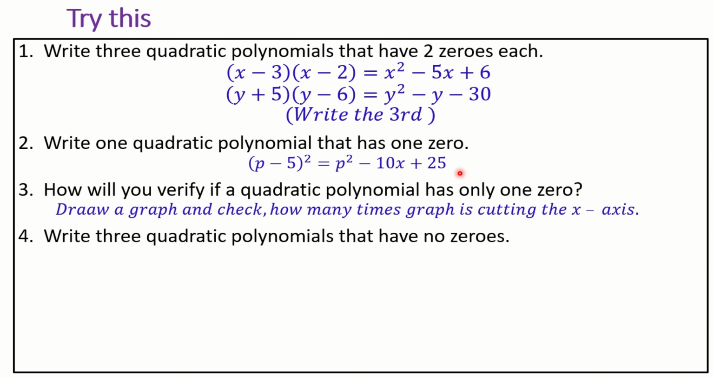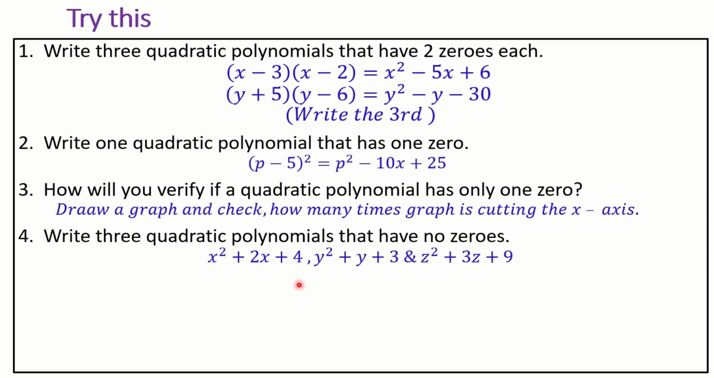Write three quadratic polynomials that have no zeros. How do you get equations with no zeros? The best way is you take a completely positive value, and you cannot basically factorize this. 2x cannot come from the factors of 4, right? So that way you can write the polynomials which don't have any zeros.